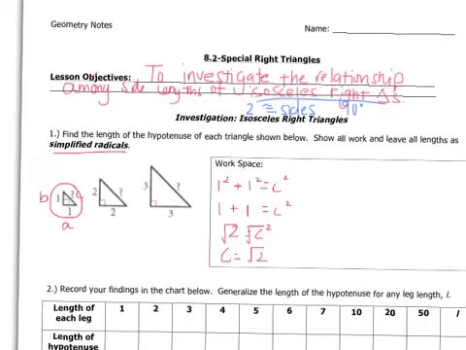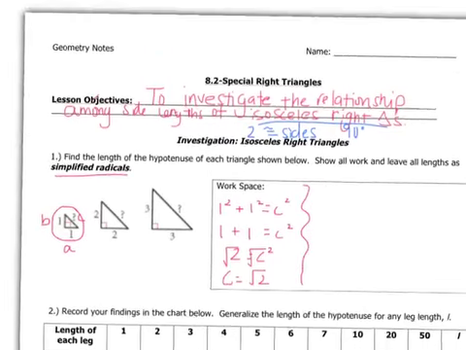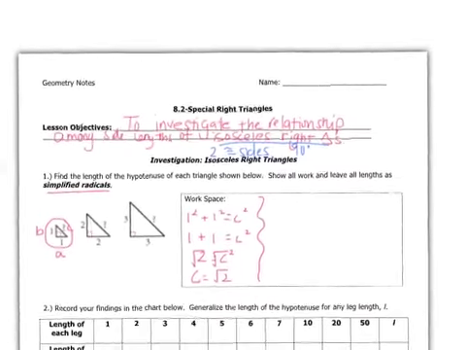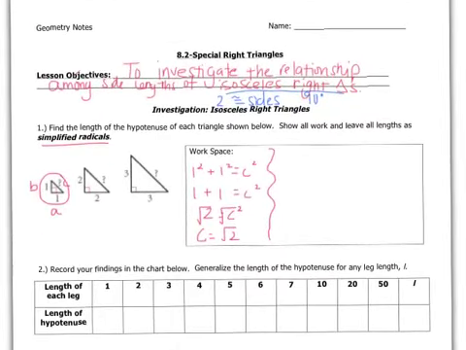Again, what you guys are going to do is the same thing for these other 2 triangles with legs of length 2 and 3. Hang on just a second. Let me go ahead and explain the rest of these directions. Pens down. Pens down.